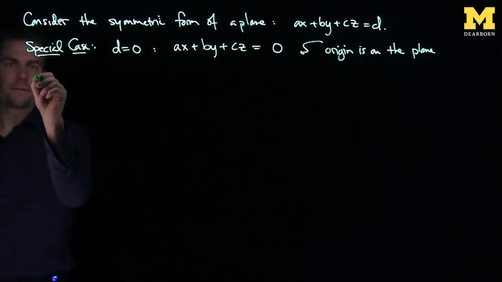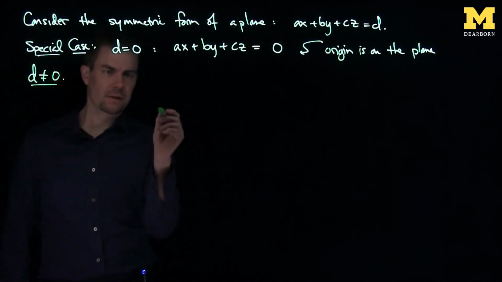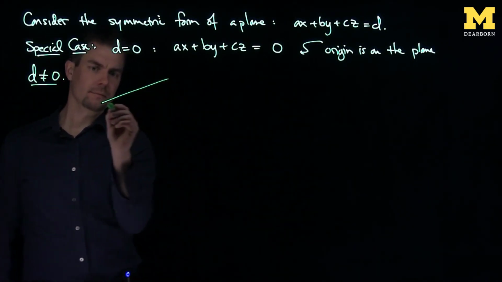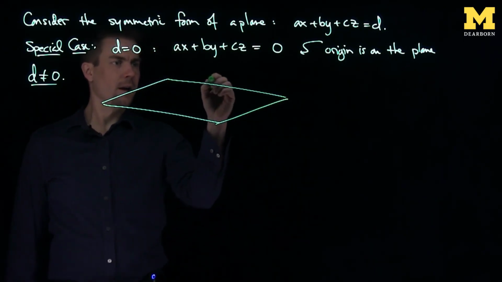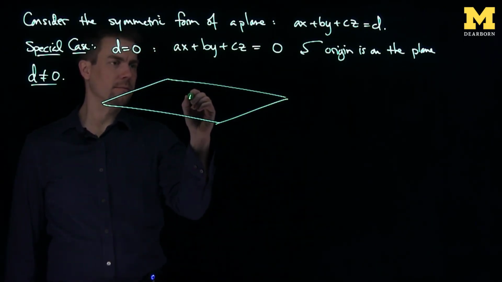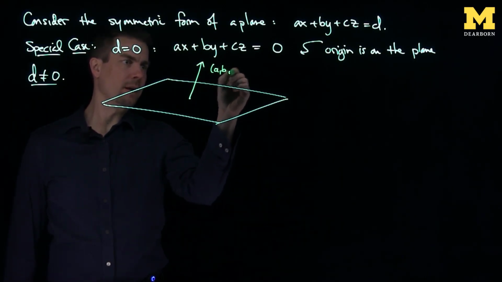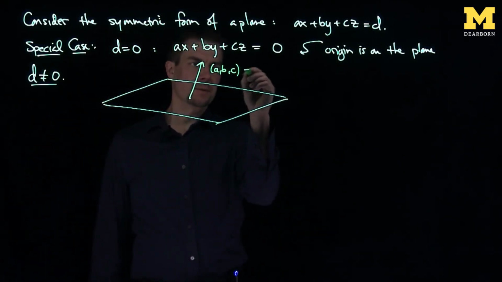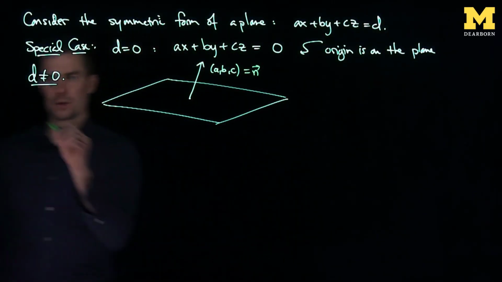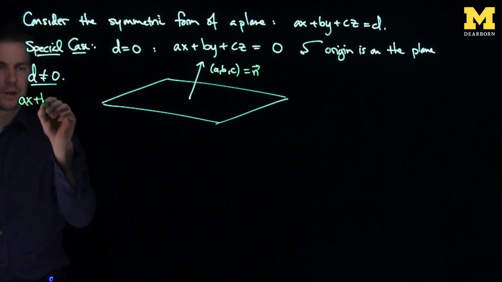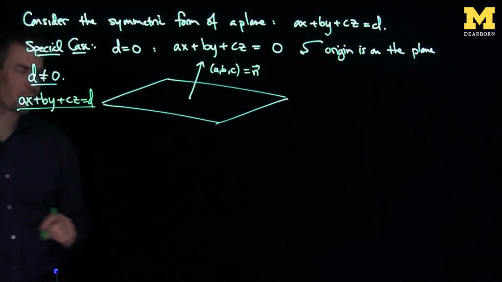Let's now consider if D is not 0. Then what we have is the following. We have the equation of the plane. Here's our plane. And then here's our normal vector to the plane. That's our vector A, B, C. So that's going to be our normal vector. And so now, of course, we're in the situation where AX plus BY plus CZ is equal to D. That's the equation of our plane.